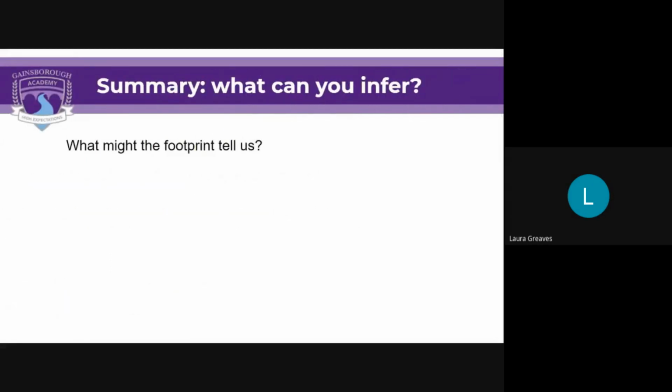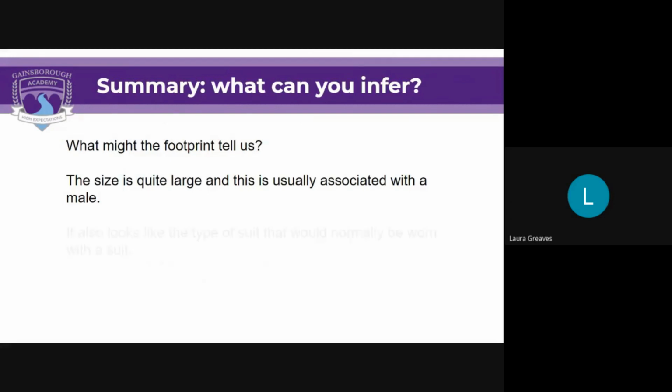What might the footprint tell us? Well, it's quite a large footprint, and we usually associate that with it being a male footprint. It also looks like the type of shoe that a suit would usually be worn with. So would they be dressed in smart clothes? If so, why would they need to be dressed in smart clothes?